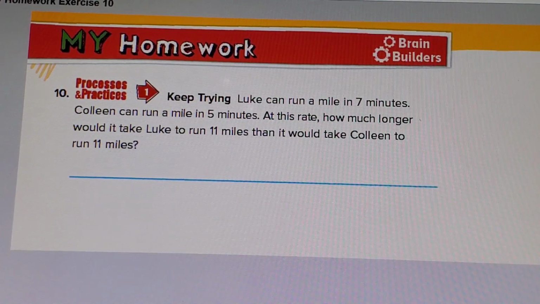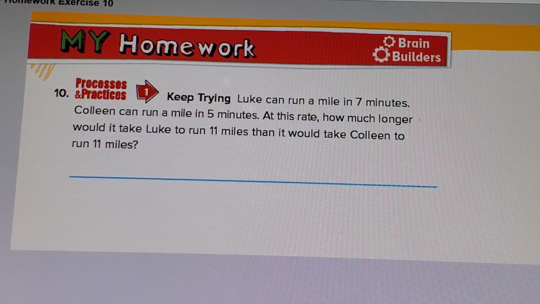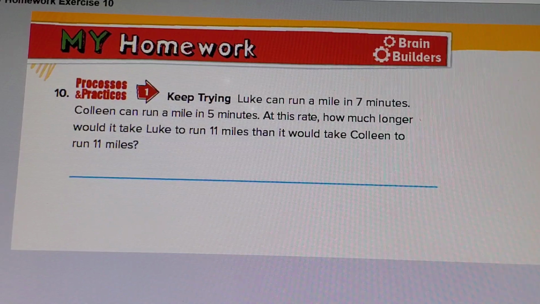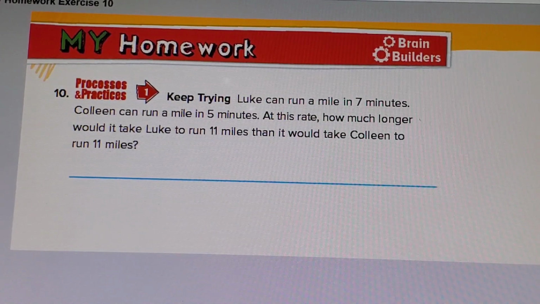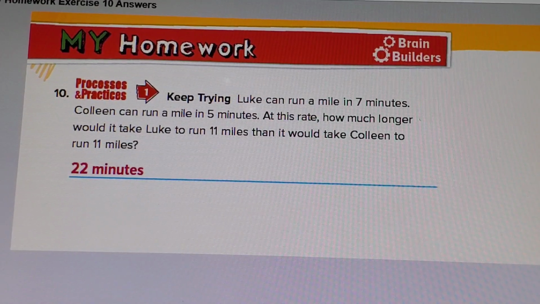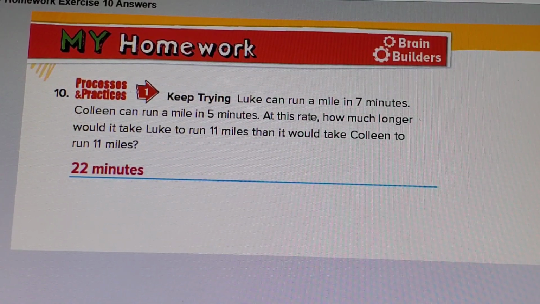Colleen runs a mile in 5 minutes. She's going to also run 11 miles, so 5 times 11 equals 55 minutes. Now you need to subtract to find out how much longer it would take Luke to run the 11 miles. It would take him 22 minutes because 77 minus 55 equals 22 minutes.